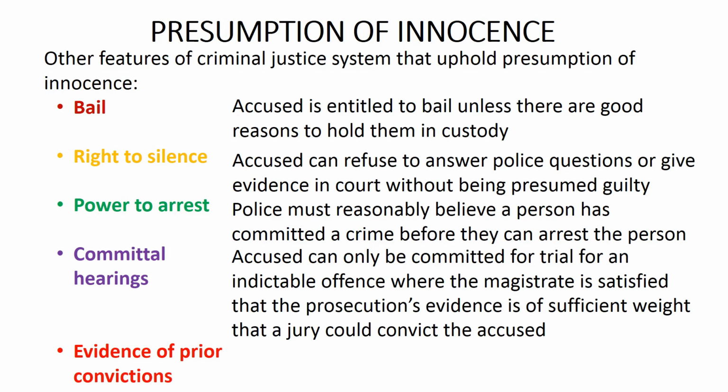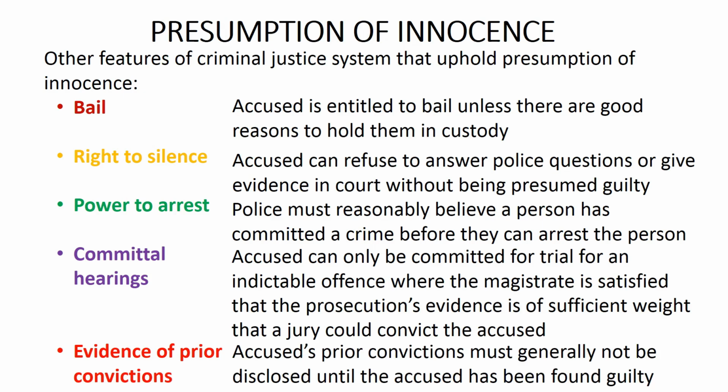The final feature of our criminal justice system that upholds the presumption of innocence is that the fact that an accused in a criminal trial has prior convictions must not be disclosed to the magistrate or to the judge and jury during their trial. This upholds the presumption of innocence because if a person is presumed to be innocent, then the fact that the person has committed previous offences doesn't mean that they have committed the offence for which they are now being tried. Suppose that Max is on trial for stealing $50,000 from Anita.